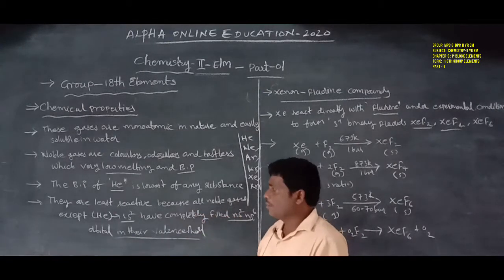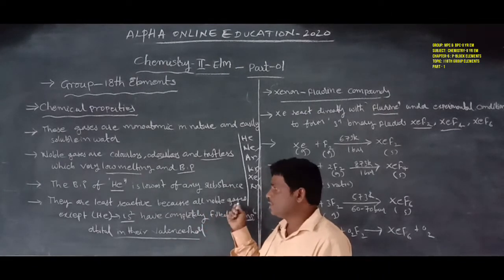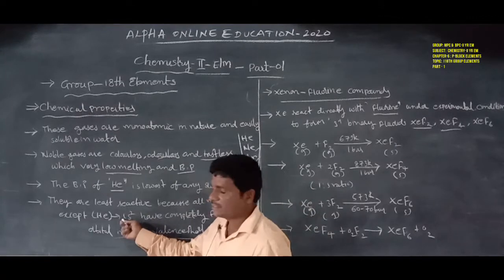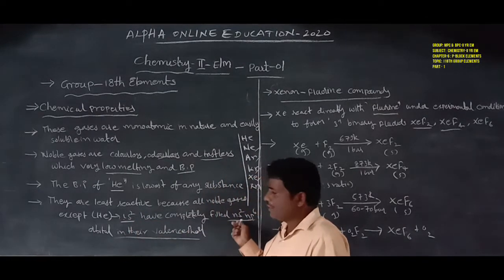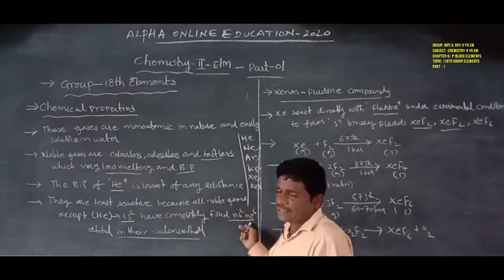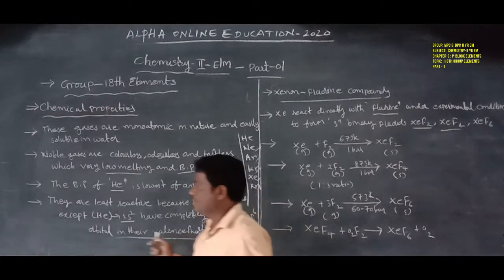All noble gases are least reactive due to the presence of the ns2 np6 electron configuration, except helium, which is 1s2. They have a completely filled octet electron configuration.